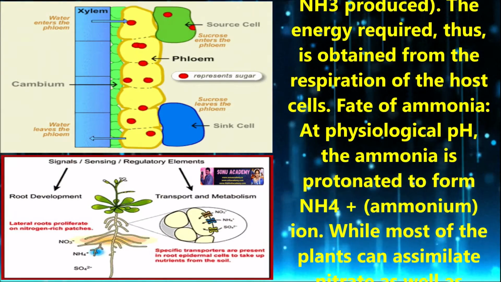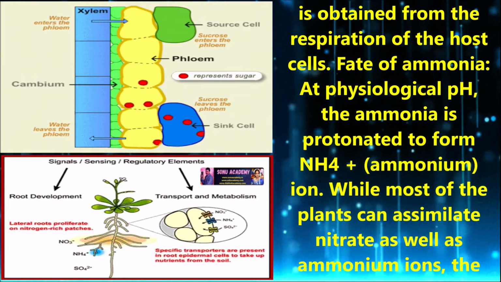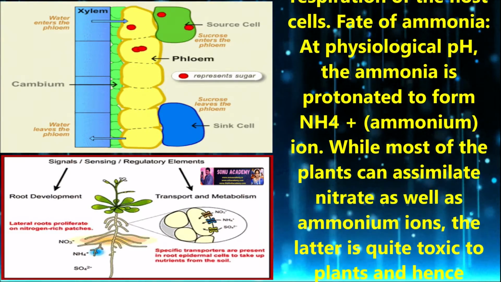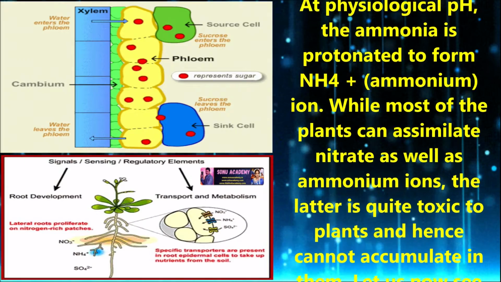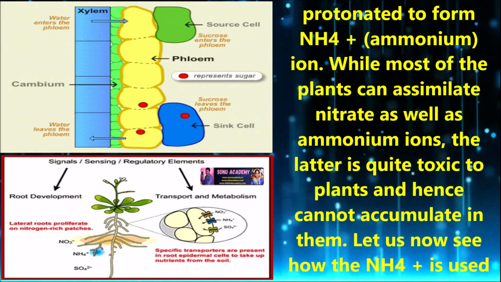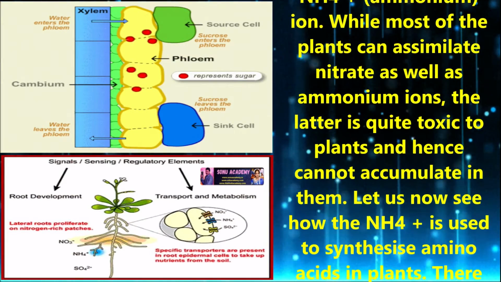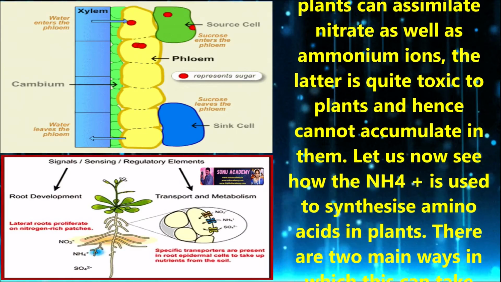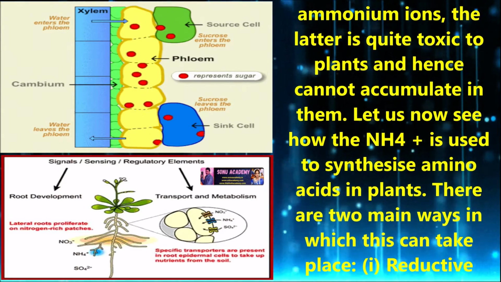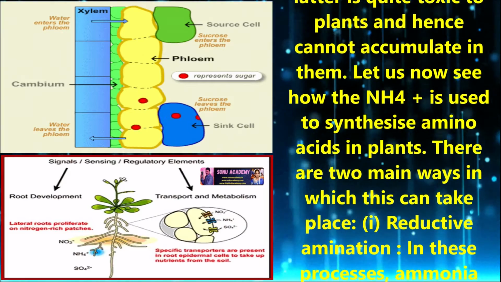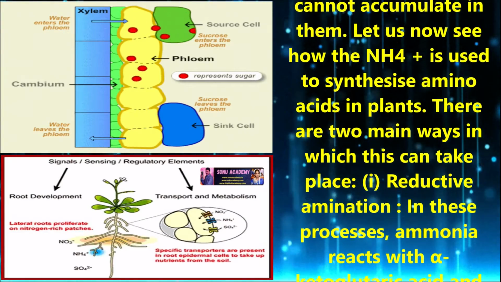While most of the plants can assimilate nitrate as well as ammonium ions, the latter is quite toxic to plants and hence cannot accumulate in them. Let us now see how NH4 plus is used to synthesize amino acids in plants. There are two main ways in which this can take place.